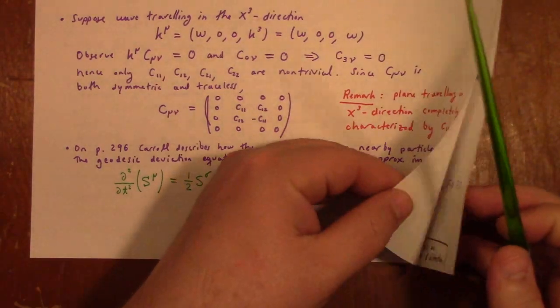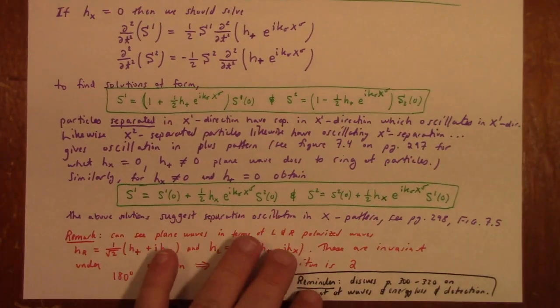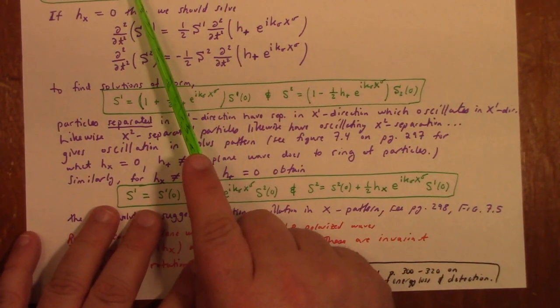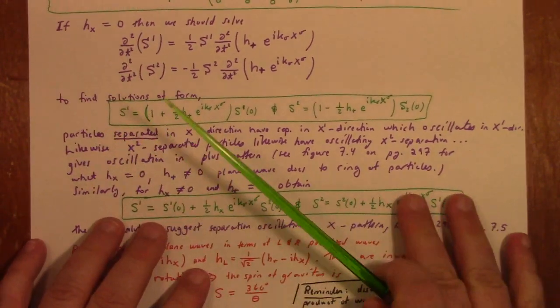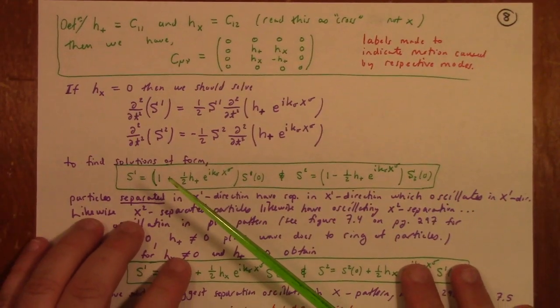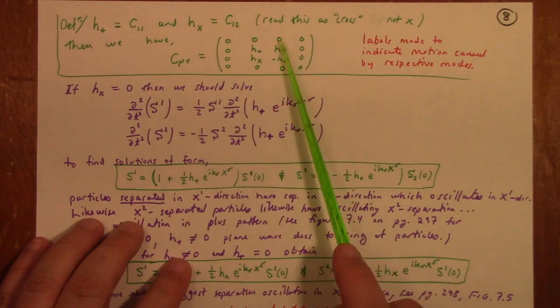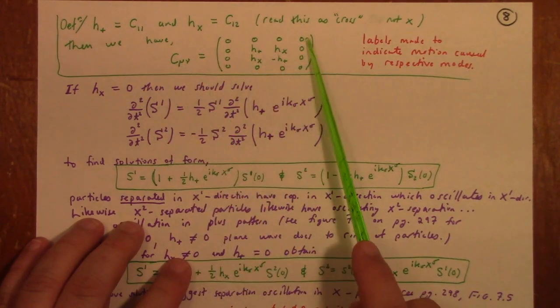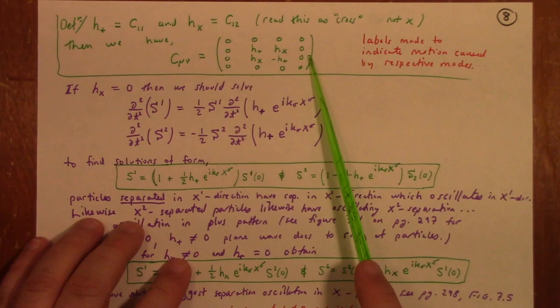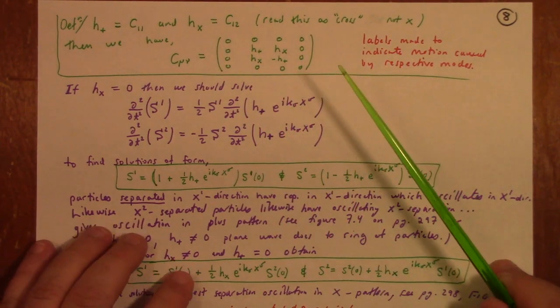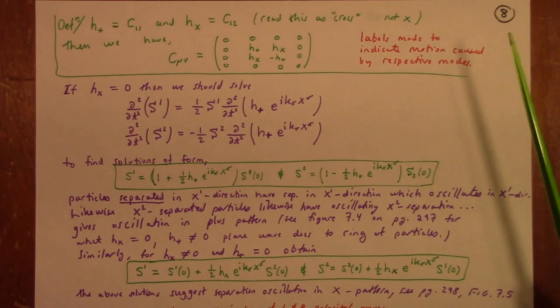and let's see here. You get, so he then defines, my bad, I scooch down here a bit. He defines H plus and H cross like so, and puts the tensor for our plane wave equation in this format. And the labels are made to indicate motion caused by the respective modes.